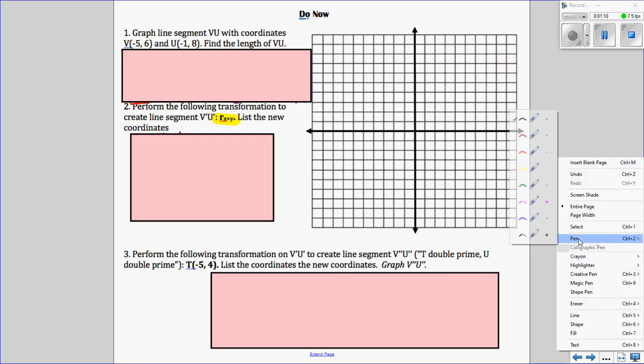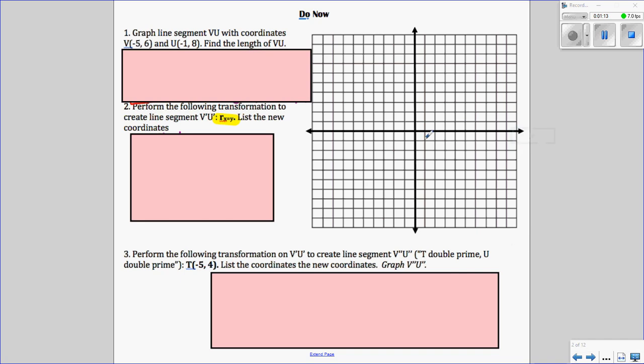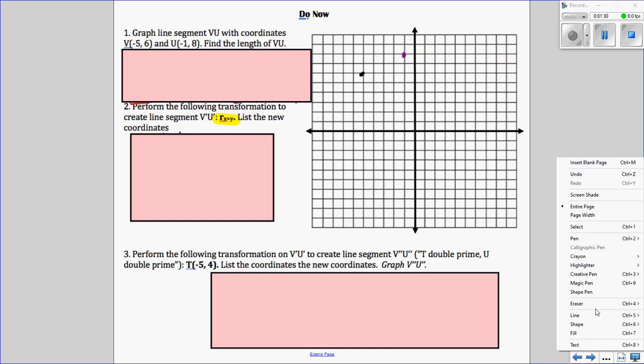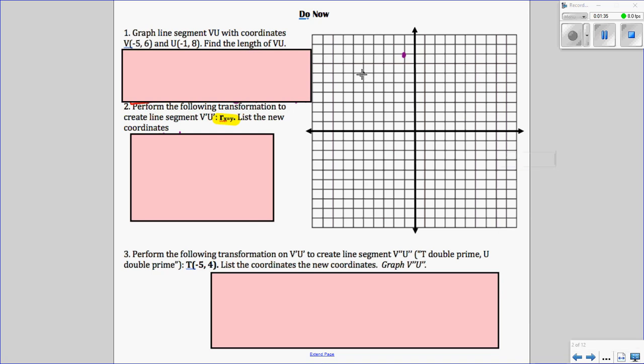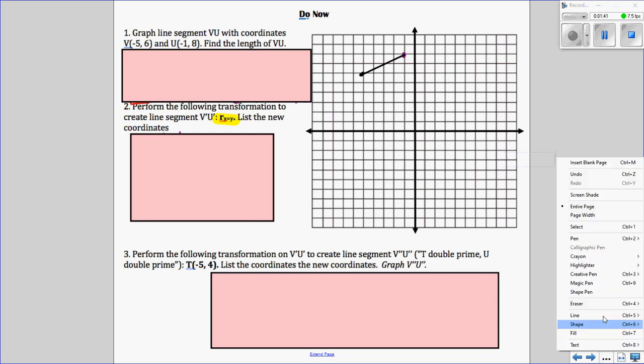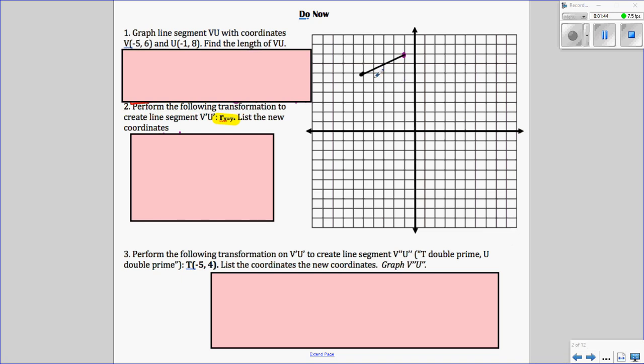So the first thing I'm going to do is plot the points. So -5, 1, 2, 3, 4, 5, and 6. And then I have -1, 8. -1, this was 6, 2 more, 8. So I'm going to plot that, and it's a line segment. If you remember what a segment is, basically you start at one point and you end at another point. So there shouldn't be any arrows. And I'm going to label it. So this one was V, and this is U. All right, so I did that.